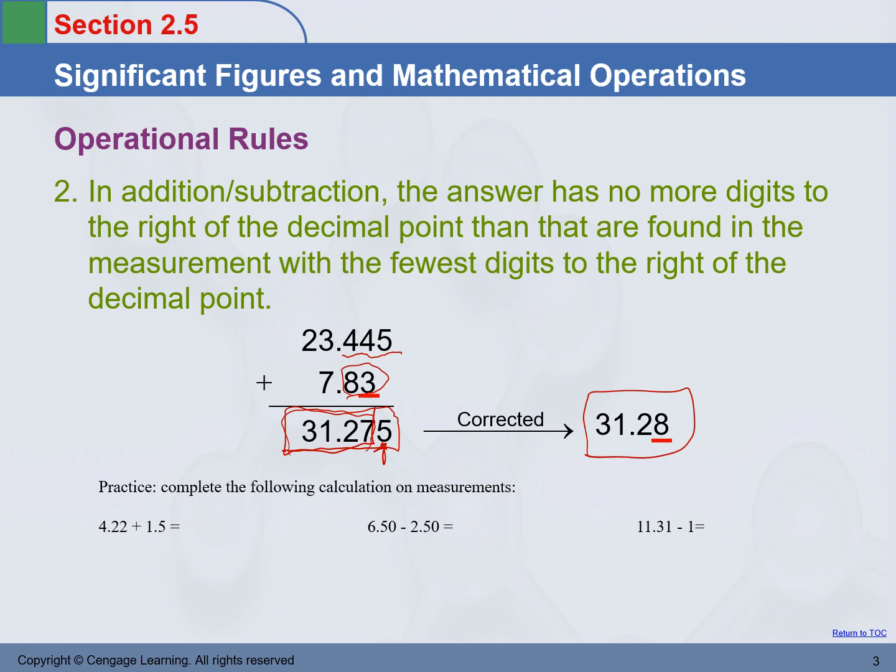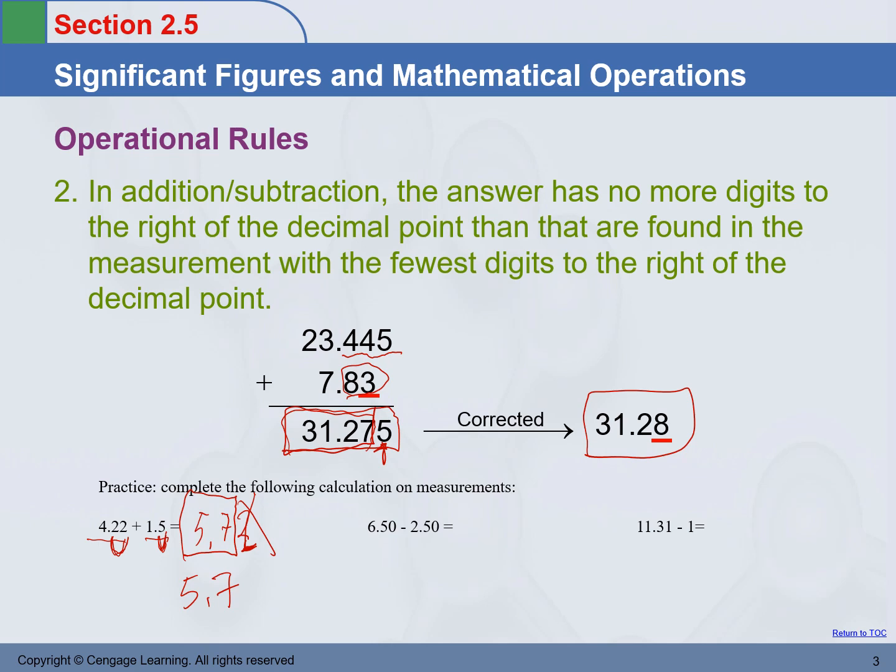Practice. 4.22, 1.5, you punch them into your calculator, you get 5.72. Now you need to look at the rule and make a decision about what you will report. The first number has 2 digits after the decimal. The next number has 1 digit after the decimal. You can only keep 1 digit after the decimal. 2 is less than 5, drop it. 5.7. That's your answer.